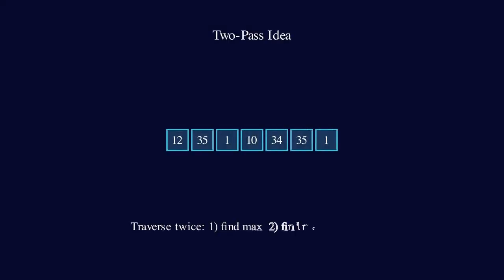Here's the plan. We scan the array 2 times. The first trip only notices the biggest number. The second trip looks again to find the next biggest, while ignoring that first value. With these 2 simple passes, we reliably get the second largest distinct element from the array.